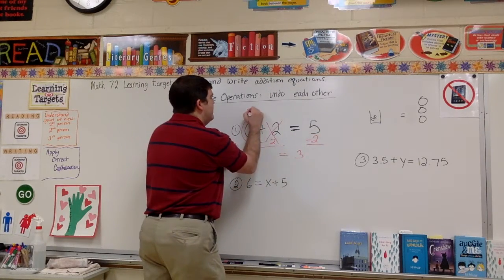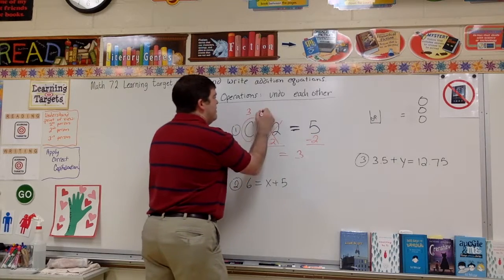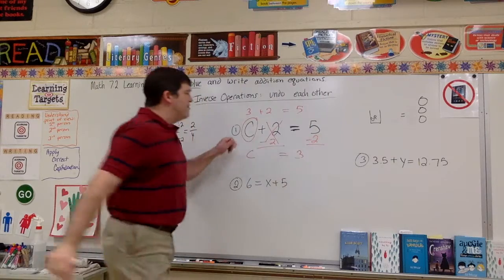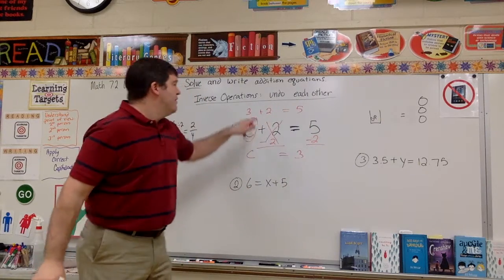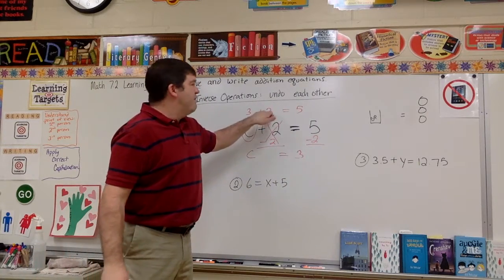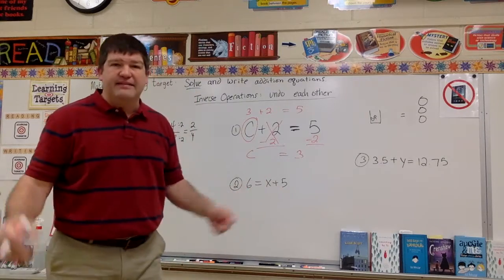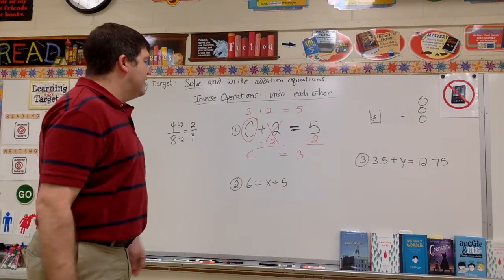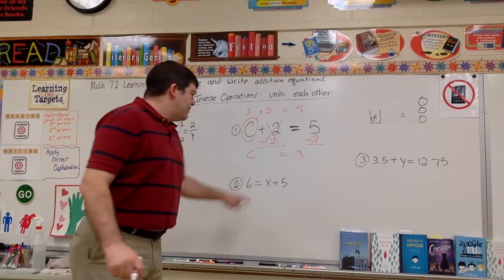I'm going to come up here and make that 3 plus 2 equals 5. Is this a true statement? 3 plus 2 equals 5? Well, 3 plus 2 is 5, and 5 is 5. So yes. Okay, I figured it out. I got what C is. All right, let's go down to number 2.